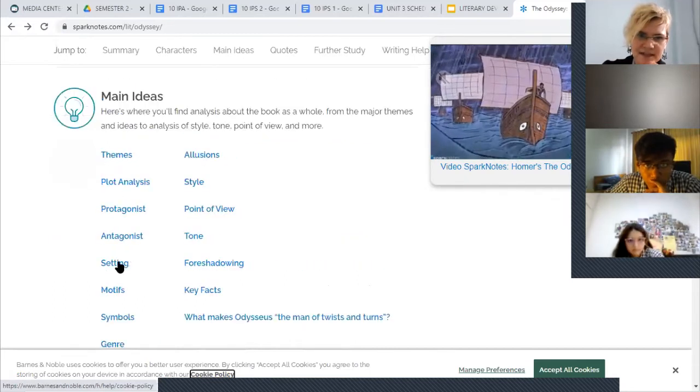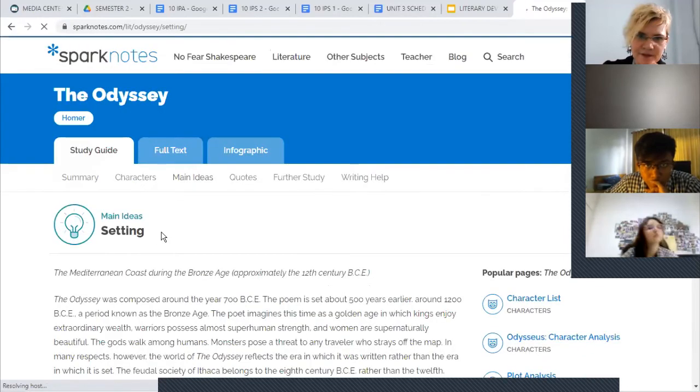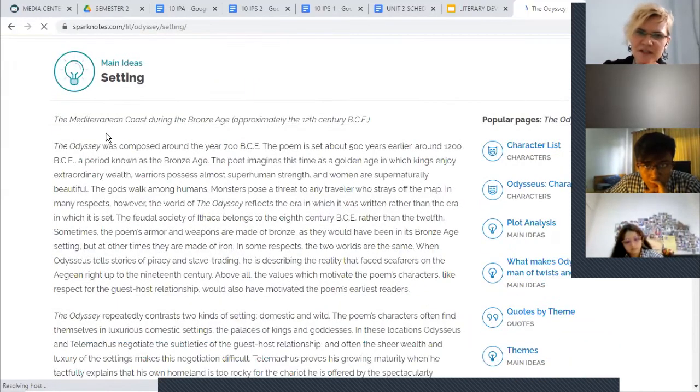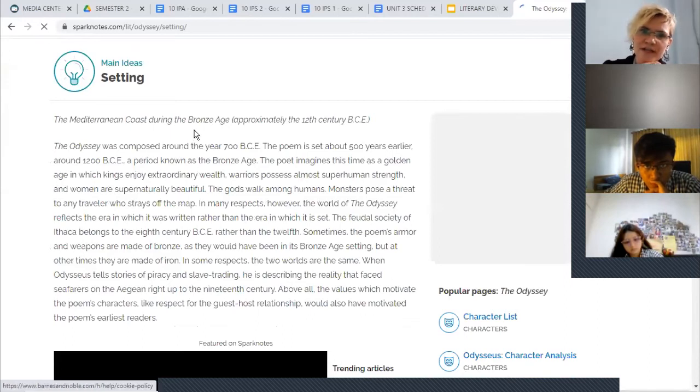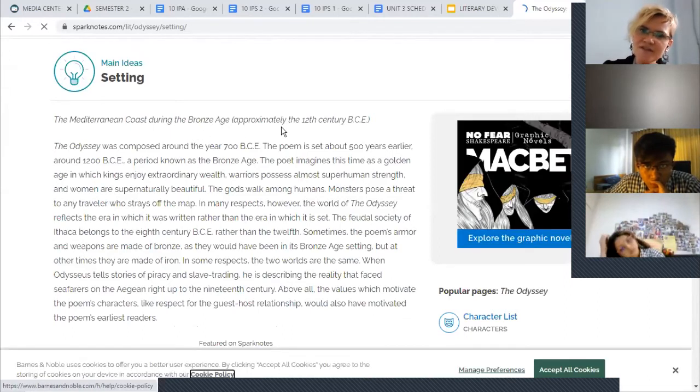Looking at the setting. So the setting of the story was the Mediterranean coast during the Bronze Age. That was approximately the 8th to the 12th century before Christ, or before Common Era. So it was around the year 700.